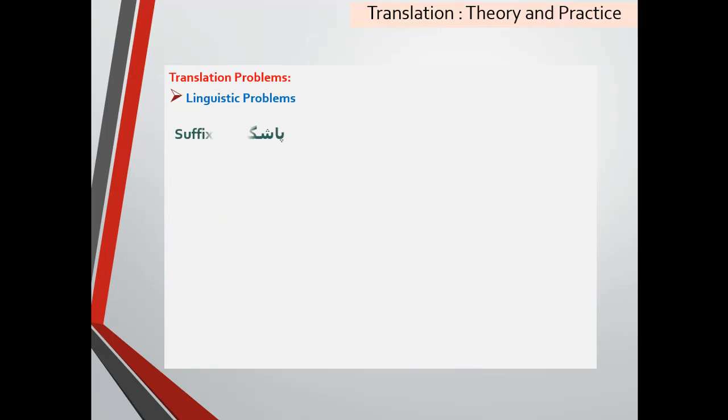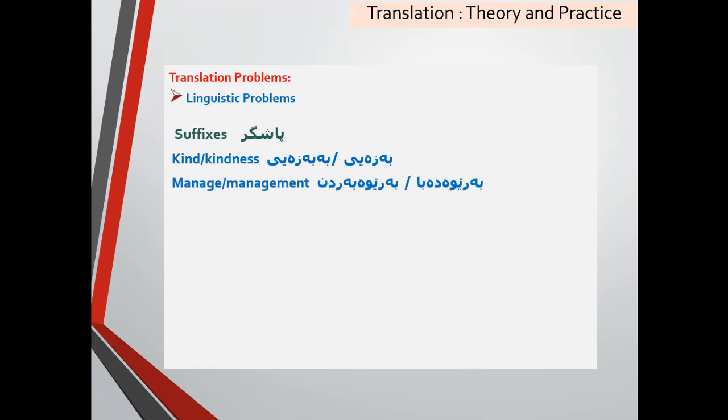If you come to suffixes, that's the bound morpheme that's attached to the end of words in order to get more word categories. For example, kind, kindness. Manage is a verb, management becomes a noun. Betray is a verb, and betrayal is a noun. Brave, bravery.